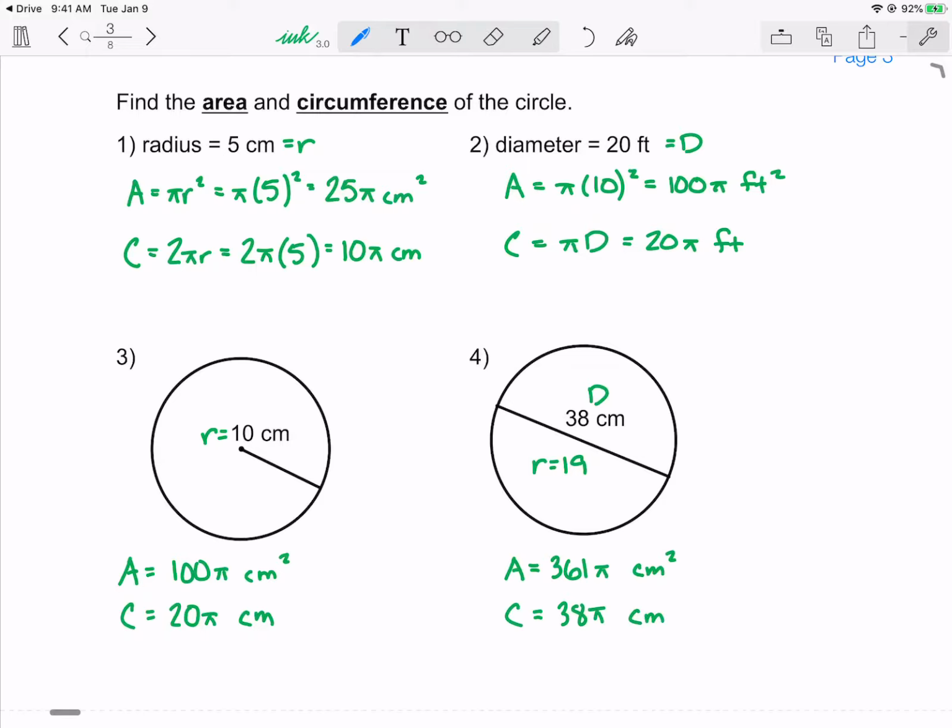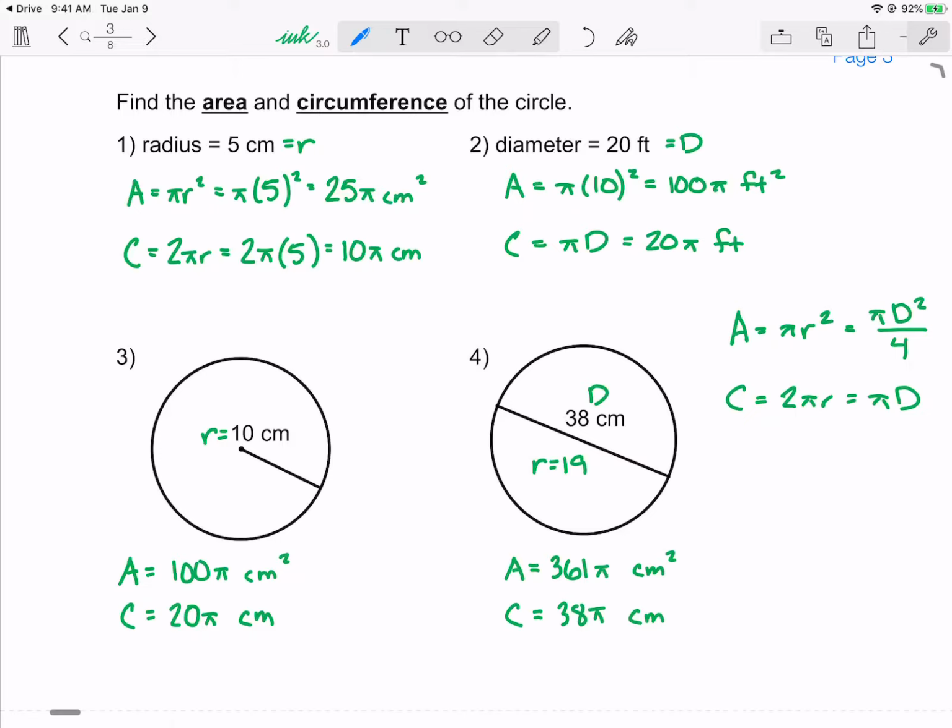So keep in mind the formulas. You've got area equals pi r squared, which is the same as pi diameter squared over 4. And for circumference, you've got 2 pi r if you use the radius, or pi d if you use the diameter. So you've always got two things you can work with.